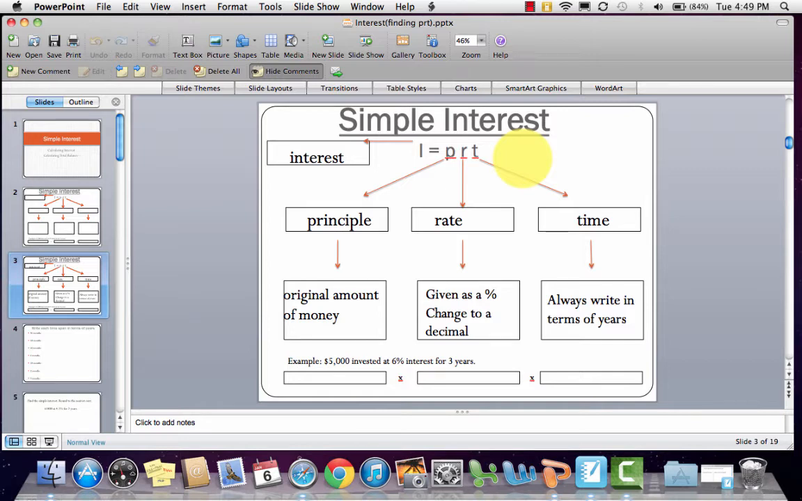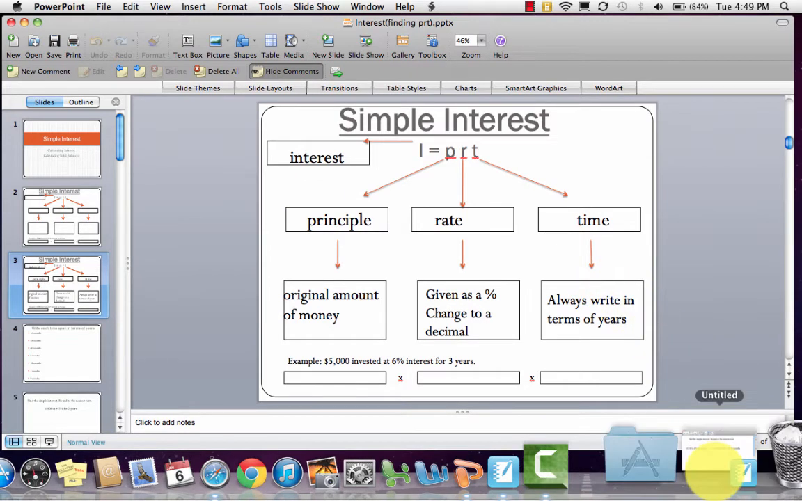So you were given this sheet in class, and we kind of filled in each of the pieces of the formula, what each variable means. So if you do not have this filled in, take a second, pause the video, and go ahead and fill it in so that you do have it in your notes. And what we're going to do is complete a couple examples using this formula.